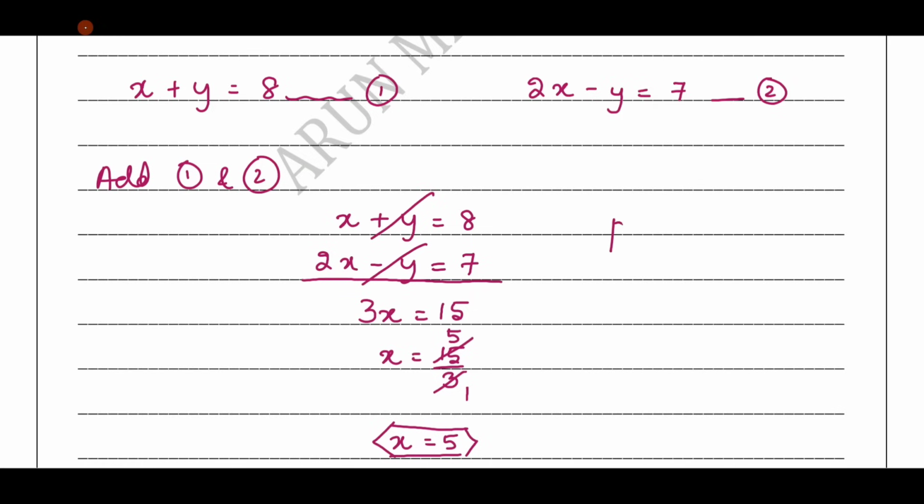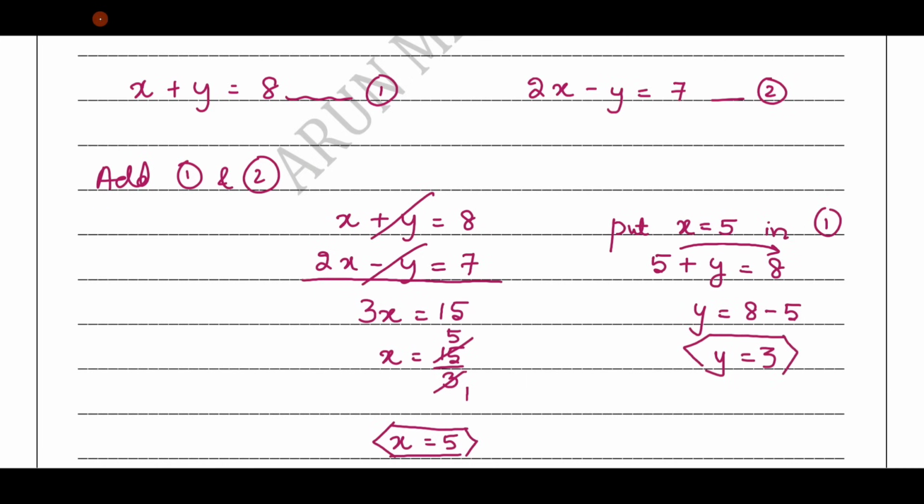Therefore, put the value of x equals 5 in equation 1. Any one of the equations is okay, but equation 1 is very simple. Replace x by 5: 5 plus y equals 8. Now y equals 8, and moving 5 to the right-hand side, it becomes minus 5. Therefore y equals 8 minus 5, which is 3. Therefore we got y equals 3.